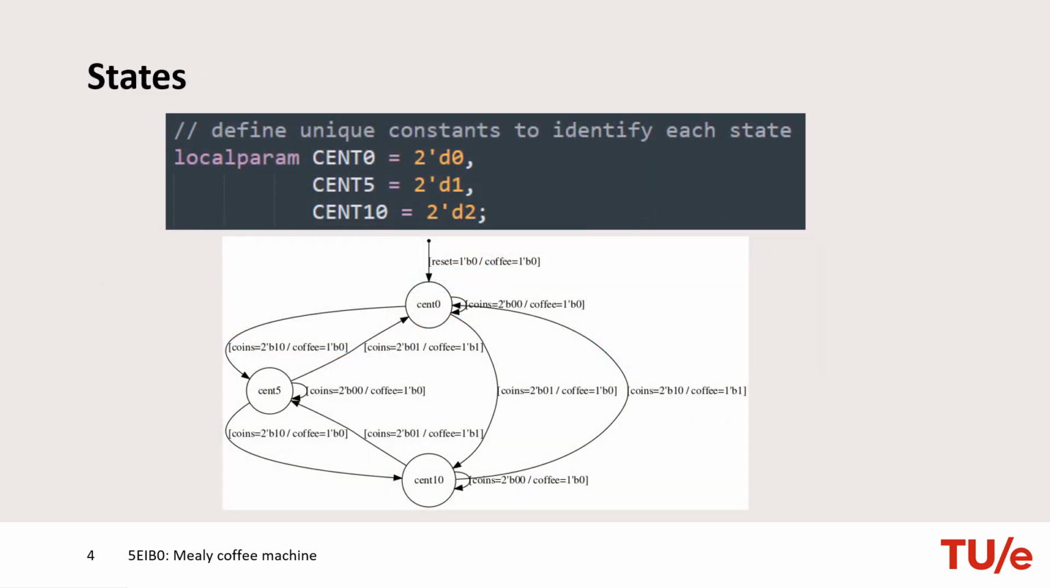Furthermore, you can call your states names, or you can use decimal numbers. It doesn't really matter as long as you know what you're doing. I personally like to use local parameters, so you can use, for example, this decimal notation for your states, but it's up to you what you do.